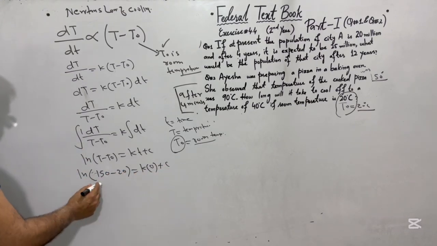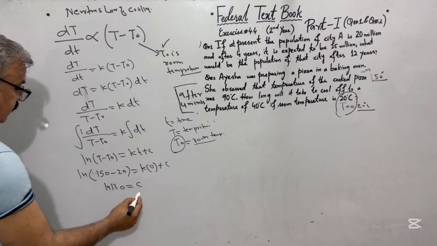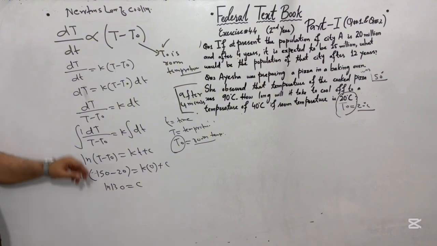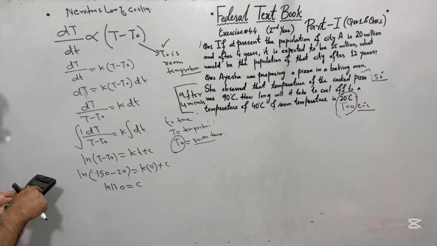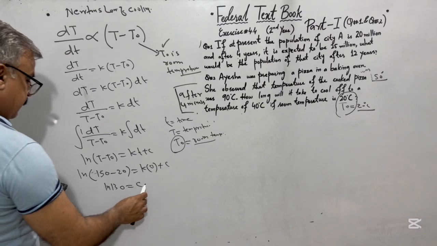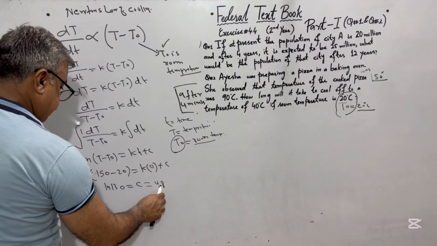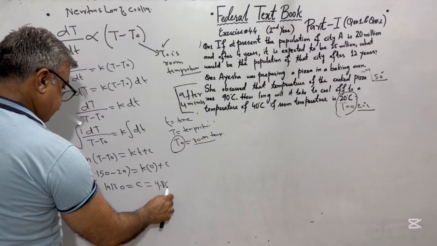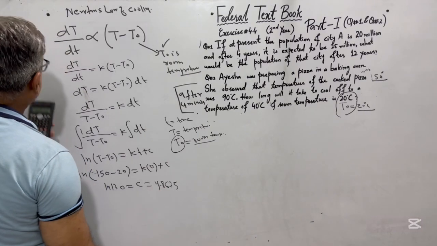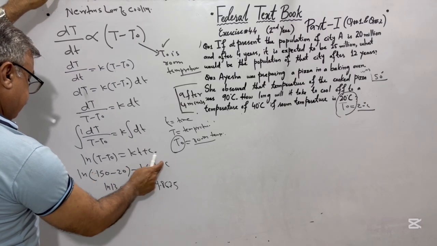So we have ln 130 is equal to C. That's our value of the C. Let me use some calculator. ln 130, I have C is equal to 4.8675. Cool. Now replace this C here.